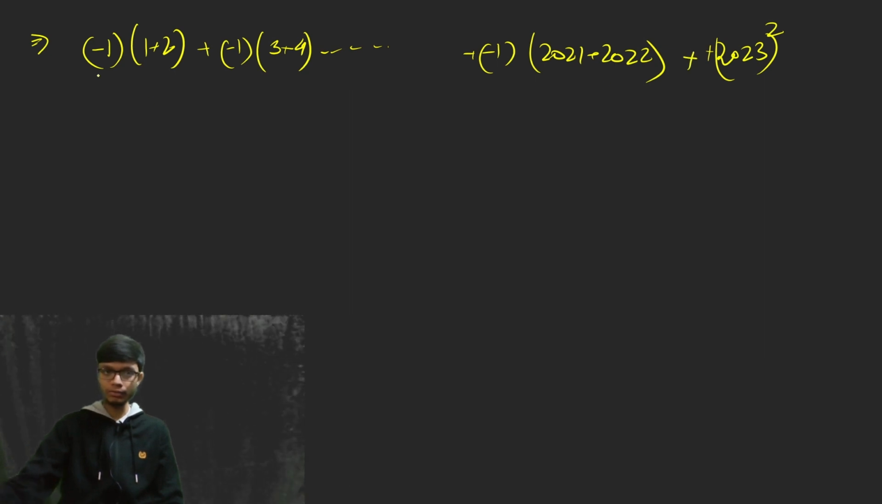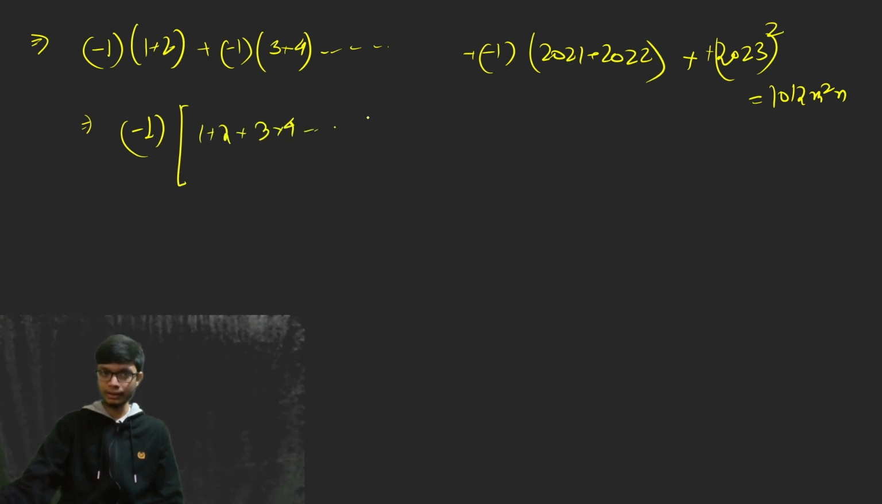Now you can see from here that if you take minus 1 as common, the summation is equal to 1012 m square n. Now if you take minus 1 as common, you will find that this is the summation of the first 2022 natural numbers. That is the important step you need to understand in this particular problem. This is a fairly interesting problem, and this type of problem has a chance of being repeated in your next paper or attempts.